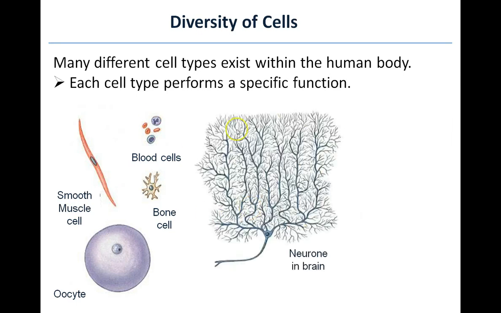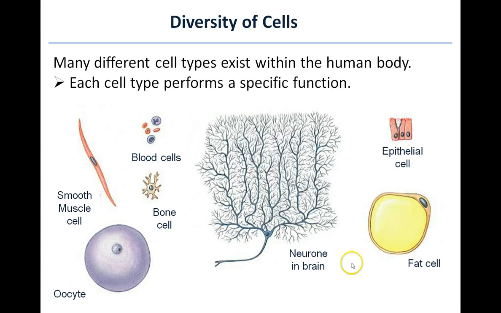This is a very, very different sort of cell. This is a neuron. This serves the body by allowing information to be rapidly transmitted. It looks like something out of a computer circuit, and it functions just like that. So we have different cell types. They look different because they perform different functions.